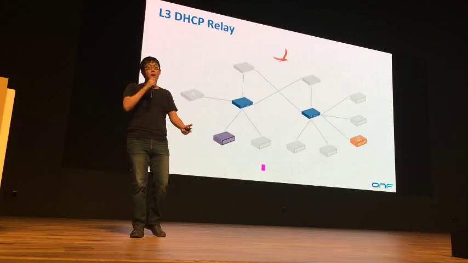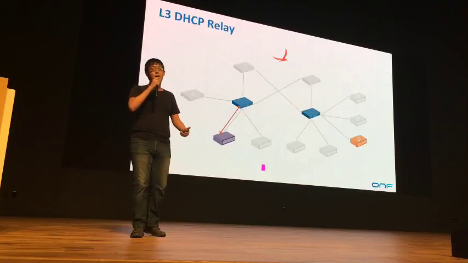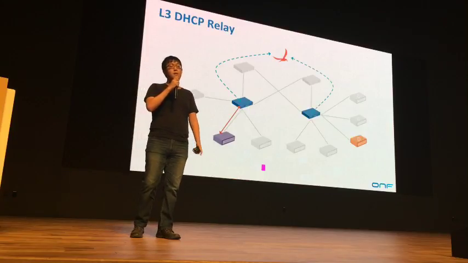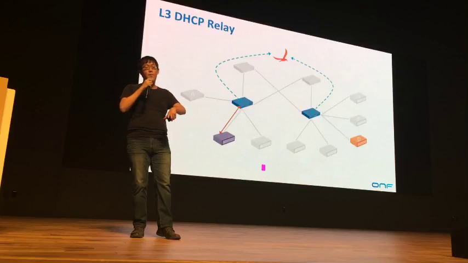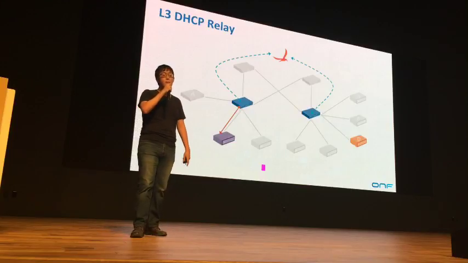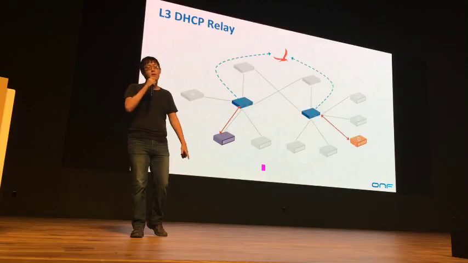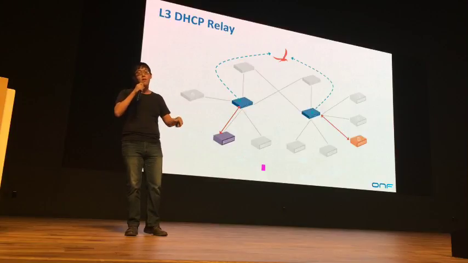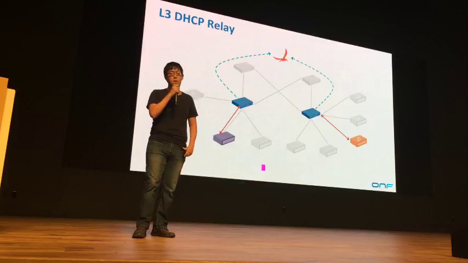DHCP. When the host sends a DHCP request, the leaf switch will capture that and pack it into the ONOS controller. The ONOS controller will then send a packet out to the target switch, where the DHCP server attaches to. And then it will send a packet out directly to the DHCP server. It's also the same path for the backward traffic. So in this case, the host can actually obtain an IP address from the DHCP server.